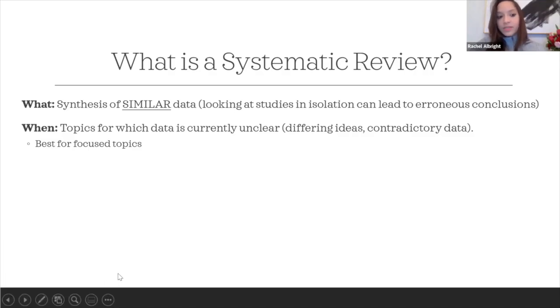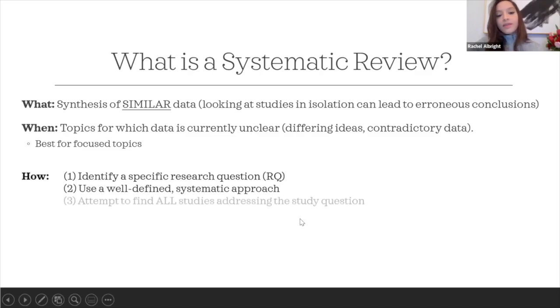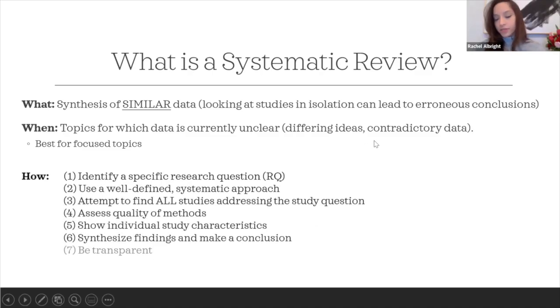It's not really meant to be looking at topics that are going to have a ton of variables, a ton of outcomes. It's just not the best for that. You should have a pretty focused topic. And there's a couple of things that you definitely want to include in your systematic review. So these are 7 things that I've listed here.